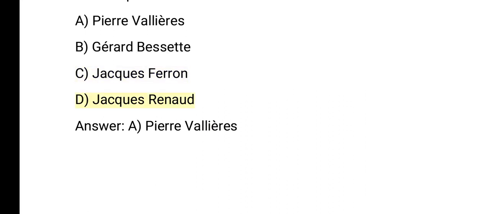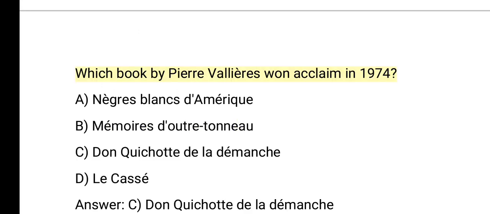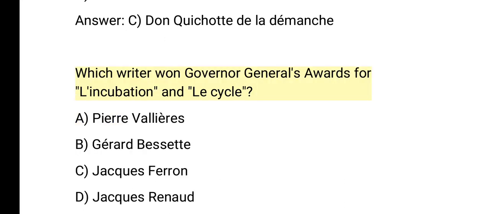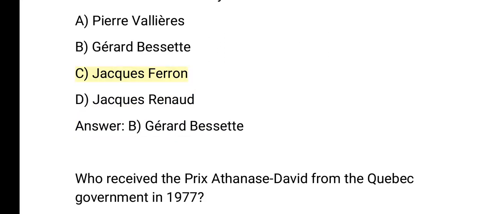Answer. A. Pierre Vallières. Which book by Pierre Vallières won acclaim in 1974? A. Nègres blancs d'Amérique. B. Mémoires d'un traîtonneau. C. Don Quichotte de la démanche. D. Le Cassé. Answer. C. Don Quichotte de la démanche. Which writer won Governor General's Awards for L'Incubation and Le Cycle? A. Pierre Vallières. B. Gérard Bessette. C. Jacques Ferron. D. Jacques Renaud.